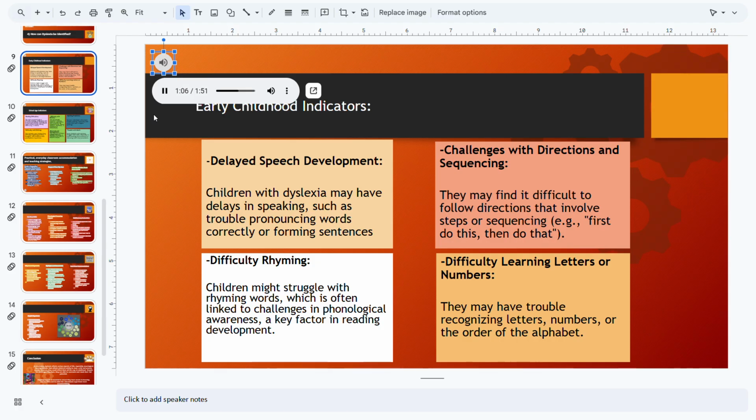They will also have difficulty in rhyming. We will often see that children struggle with rhyming words, which is linked to challenges in their phonological awareness. This is a key factor, of course, in reading development. Lastly, we will observe difficulty learning letters or numbers, and this means that they have trouble recognizing numbers or letters as well as the order of the alphabet.